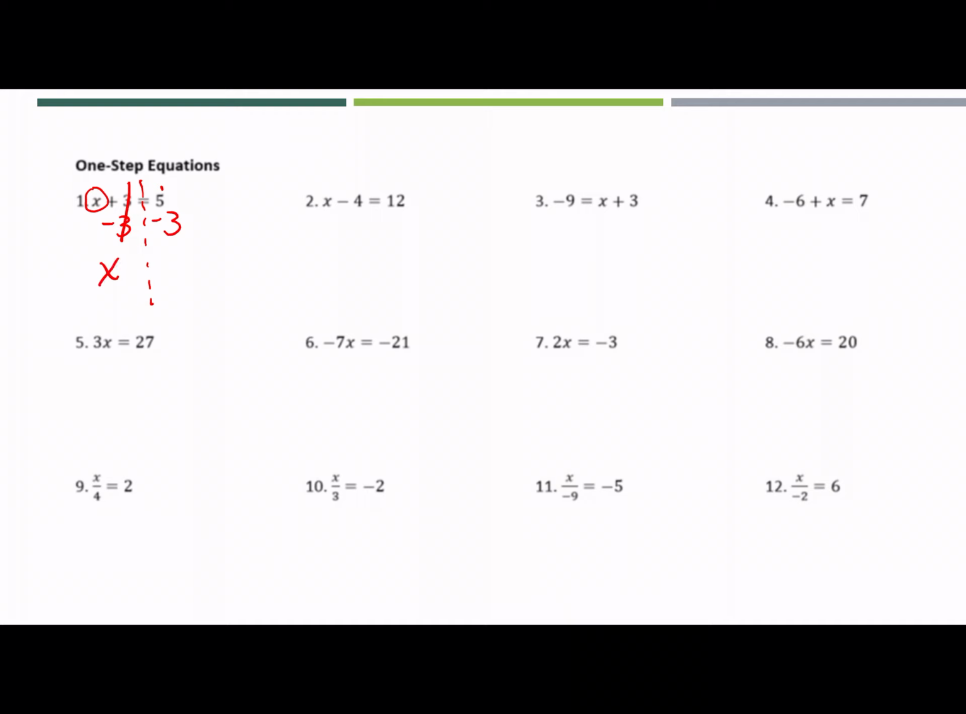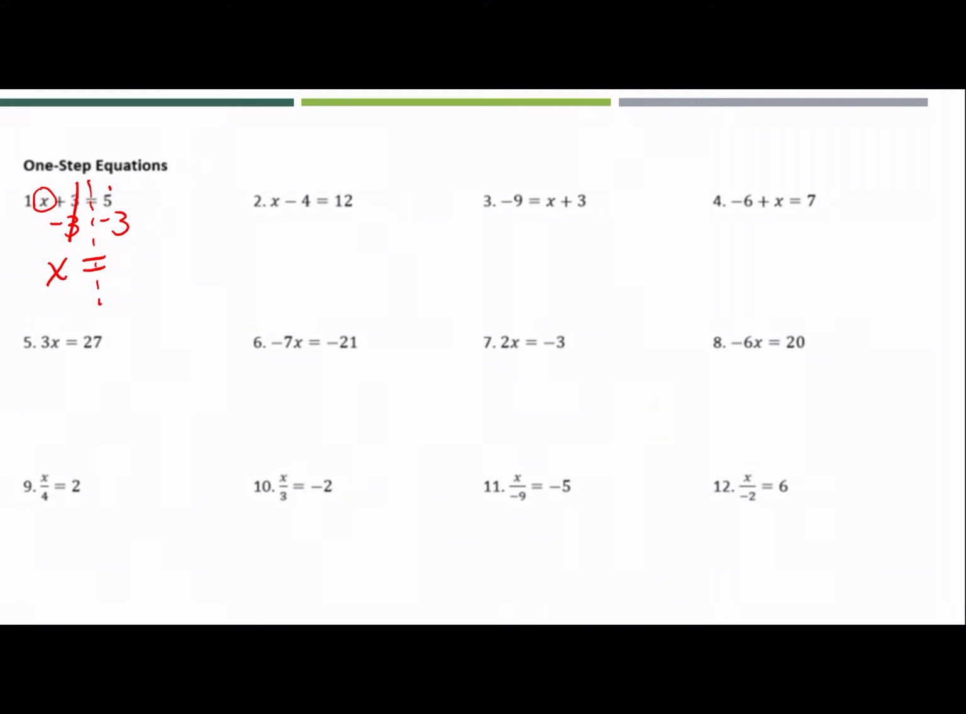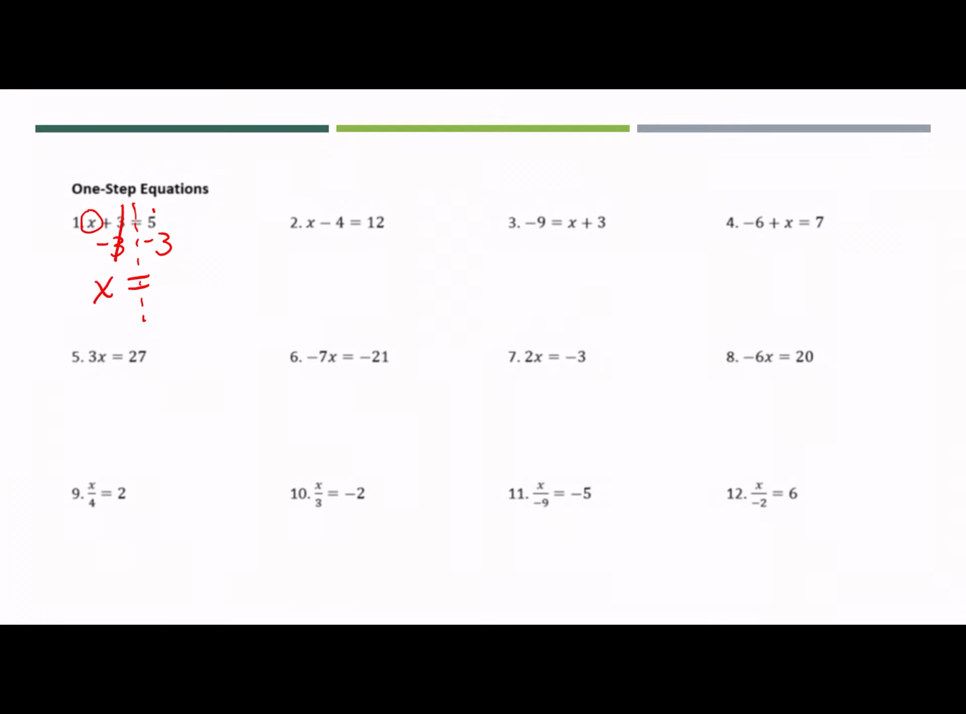Because really, 3 minus 3, we say it cancels out, but really it's 0. So if I have x plus 0, I don't need to write that plus 0. On the right-hand side, I have 5 minus 3, which is 2. So my final answer, I have x is equal to 2. I'm going to jump over to number 4. So I have negative 6 plus x is equal to 7. So let me draw my little dashed line.